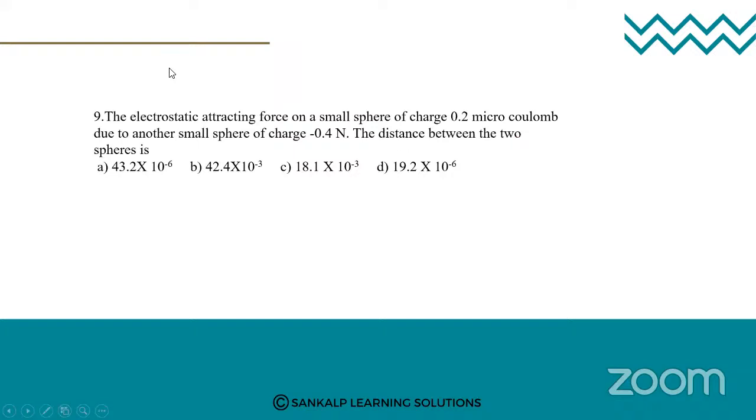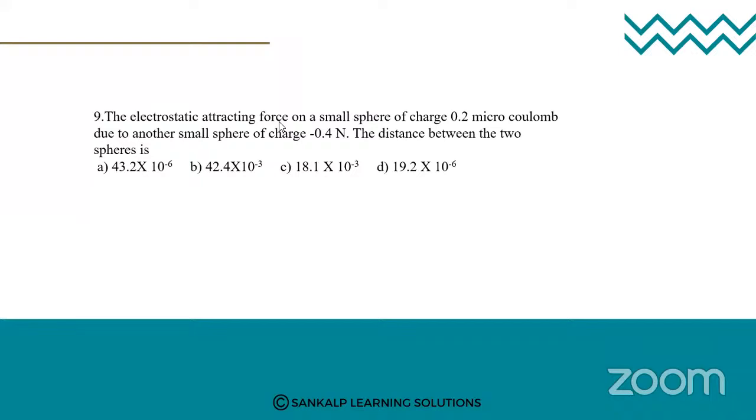See students, next question. The electrostatic attracting force on a small sphere of charge 0.2 microcoulomb due to another small sphere of charge, Newton. Another charge, so something is missing in the question it seems. The distance between the spheres they are asking. Okay, so yes, the question is correct.